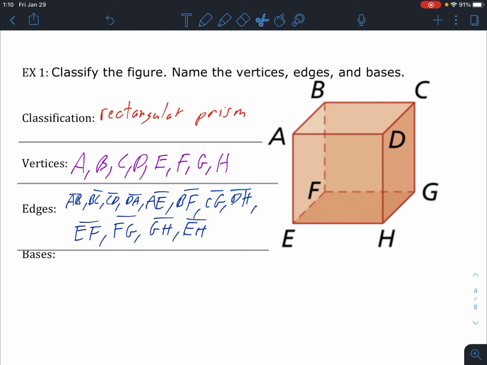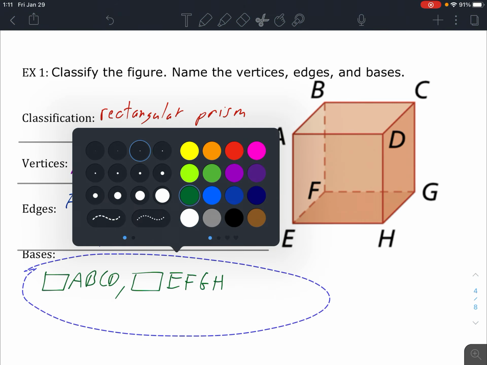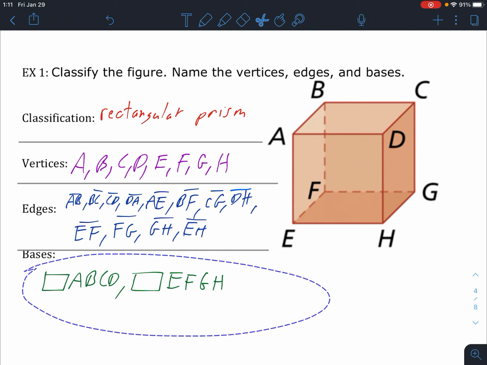And the bases. Now, don't get locked into thinking the bottom has to be a base. A bottom could be the base here. So your bases could be the top and bottom. It could be the right and the left, or it could be the front and the back. It really doesn't matter for a rectangular prism. Okay? So for what we're going to do here, we're going to call the top and the bottom bases. But again, they don't necessarily have to be the bases.